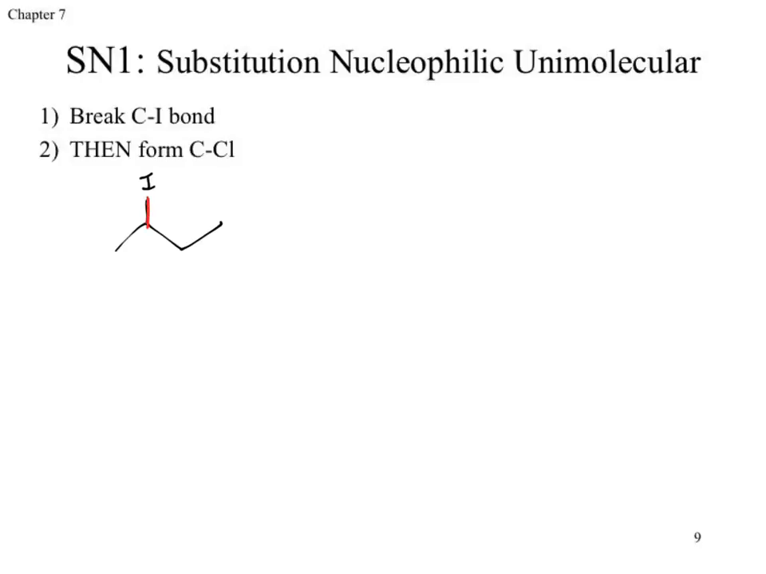C2? Good, I like that answer. All right, then what are we going to do? We're going to break it. How is it going to break? Iodine to take the electrons. Why would iodine take the electrons from carbon? Iodine is more electronegative, so we're going to start the electrons in that bond, and we're going to show them going towards the iodine.